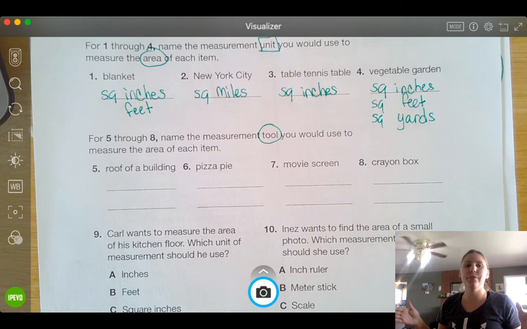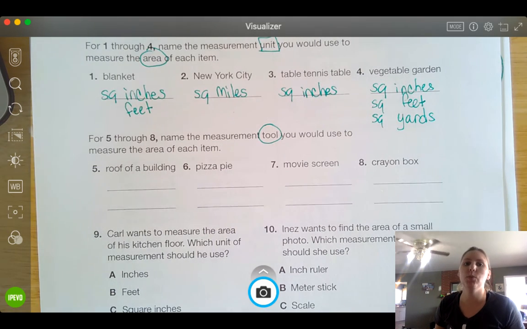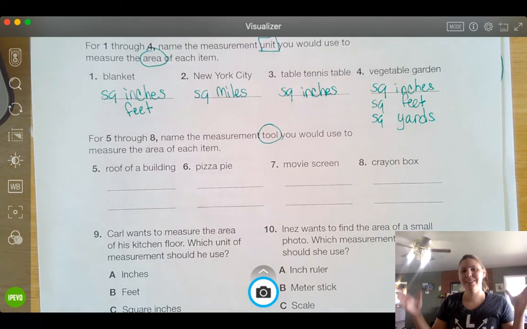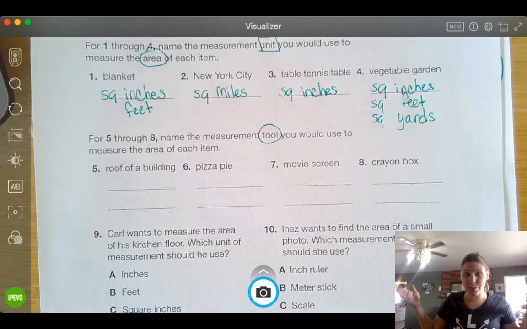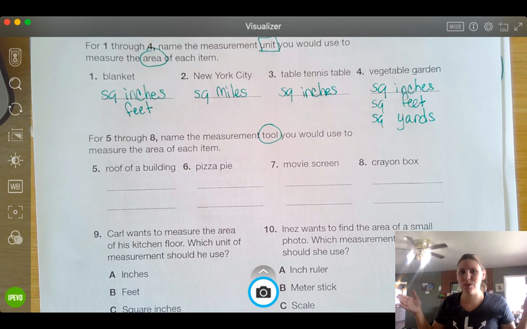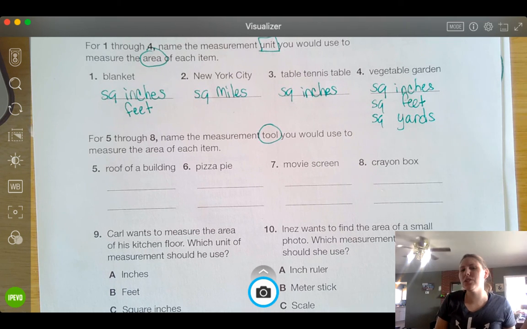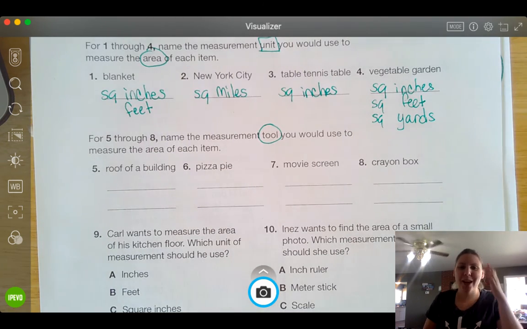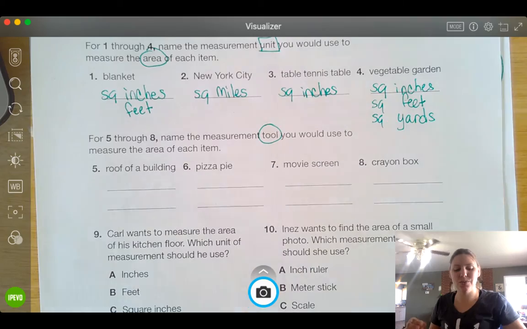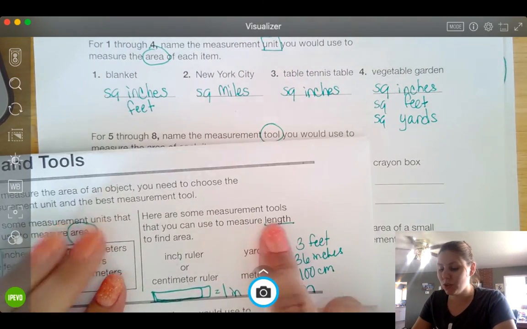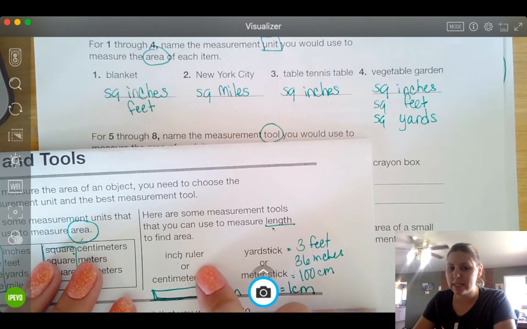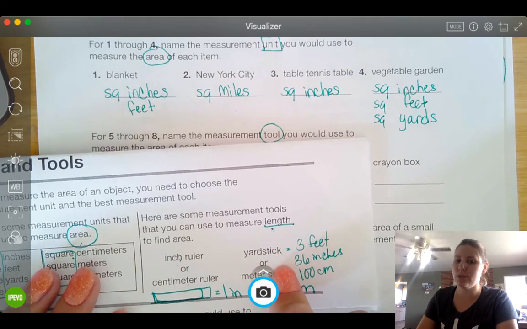Now a yardstick is 3 feet and I don't have one here because my kids would probably hit each other with it. But a yardstick's going to be about this big. It's about 3 feet. So if you have a little brother or sister that's like 2 or 3 years old, it's probably about as tall as them. Okay, so this is the measurement tool. This is where we're going to look here at the tools. Are we going to use an inch ruler, a centimeter ruler, a yardstick, or a meter stick?